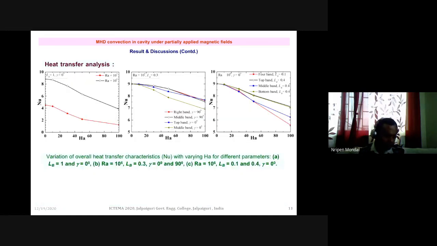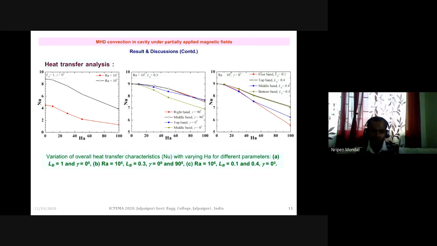Now, from this analysis, we can see the heat transfer characteristics are quite interesting. It is a very common fact that whenever the magnetic field is absent in the flow domain, the heat transfer is maximum, and at the higher Rayleigh number, this heat transfer is also more. So from the first figure, we can see the Nusselt number distribution for the Rayleigh number 10 to the power 6 is at a higher position, but it shows a decreasing trend with the increasing magnetic field strength. This is very much expected.